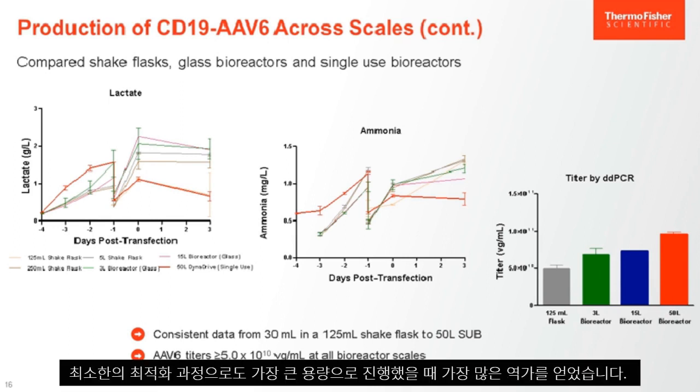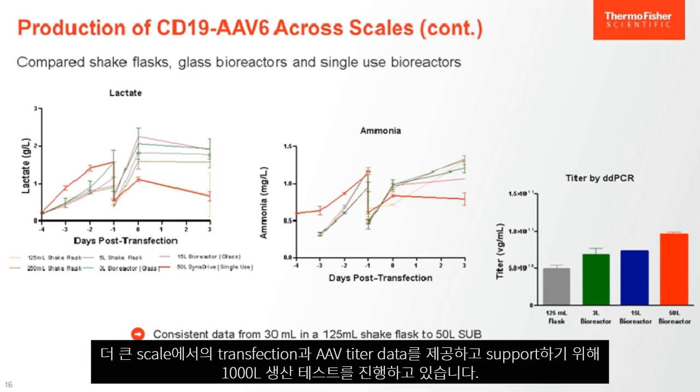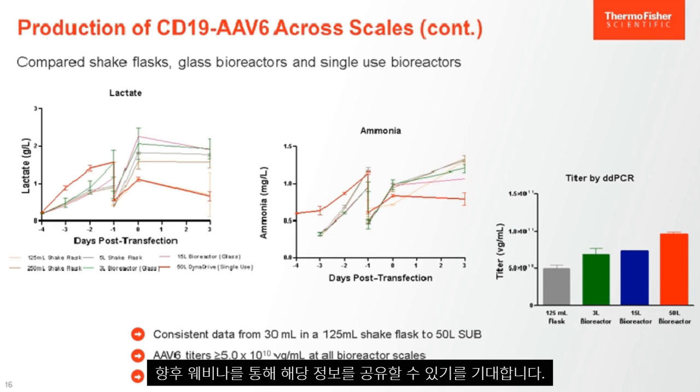And again, it was great to see that with very minimal optimization, we were able to attain the highest titers in our largest vessel. So going forward, we will be performing even larger transfections to provide direct data and support the AAV-MAX system going all the way up to the 1,000-liter production runs. And we look forward to being able to share that information in upcoming webinars.